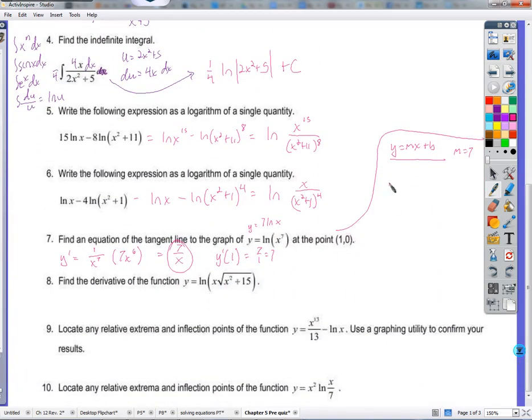So it goes through the point (1, 0), so we know that y is 0, the slope is 7, x is 1, and we solve for b, and b is negative 7, so y equals 7x minus 7.